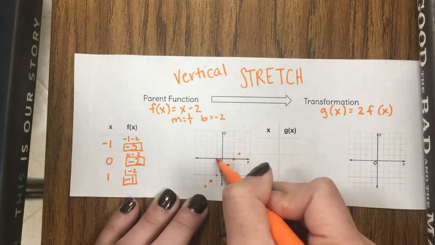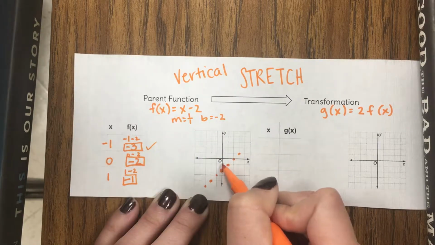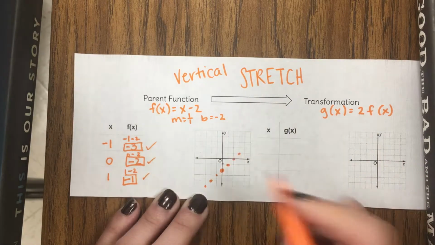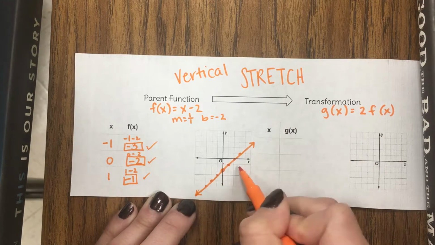Let's check if these are right. At -1, it should be at -3. 1, 2, 3, yep. That checks out. At 0, it's at -2. Yes. And at 1, it should be at -1. Checks out. So the graph of my original function looks like this.